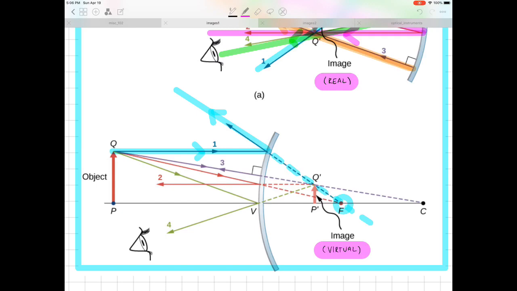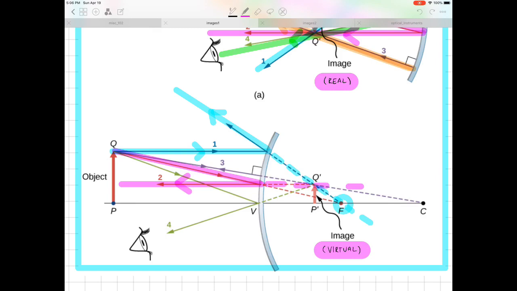Ray 2 is the ray that would pass through, if you see this, the far focal point, but of course hits the mirror and reflects. And so if you trace that ray back, there you can see that both the pink ray and the blue ray appear to come from this spot Q prime.